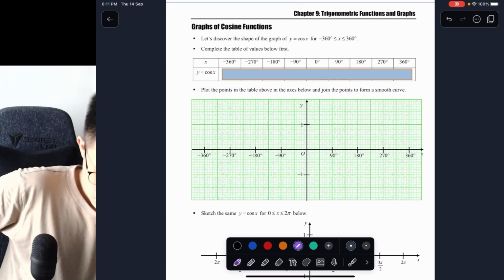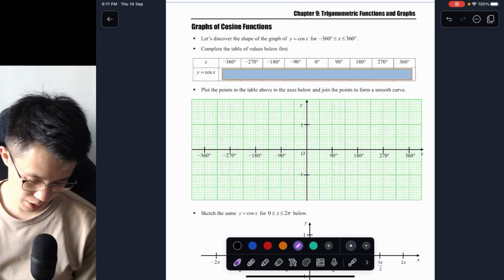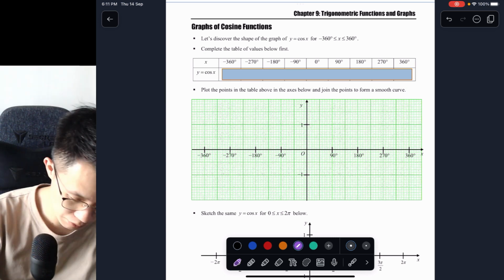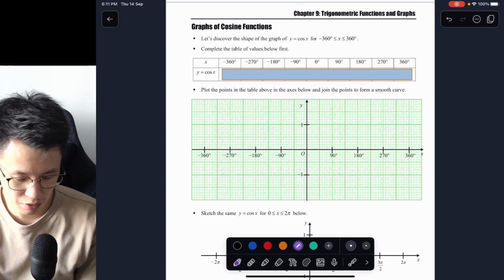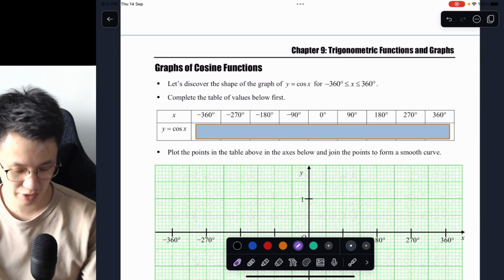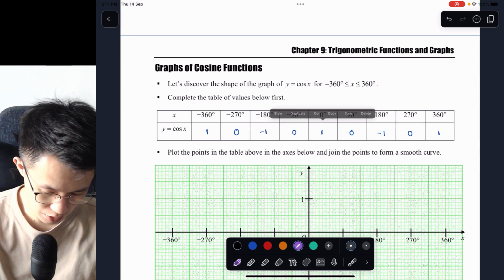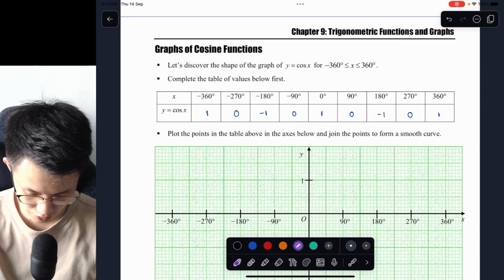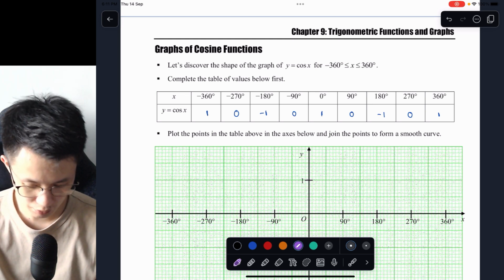Okay, so you should actually try to attempt cosine functions on your own as well. And actually from here, if you use your calculator to key in the values of x, from negative 360 to 360 degrees, you will get certain values here. Okay, I may not have done it well, but I think it should be fine. Yeah, correct, it should be fine.